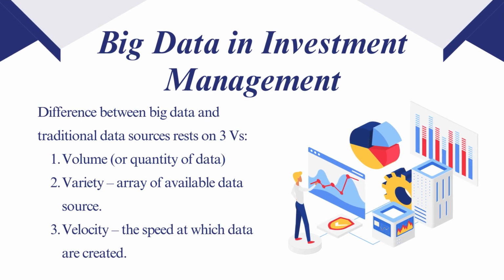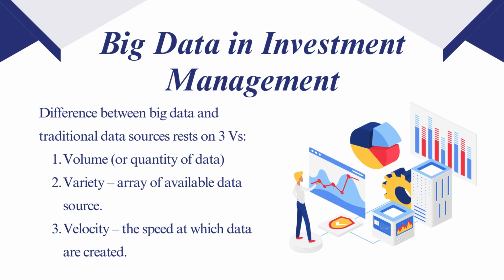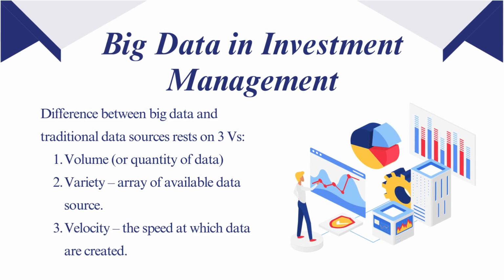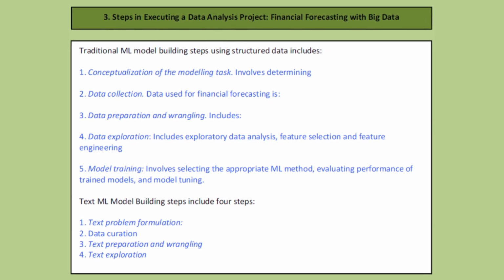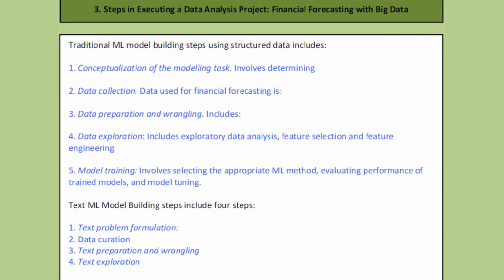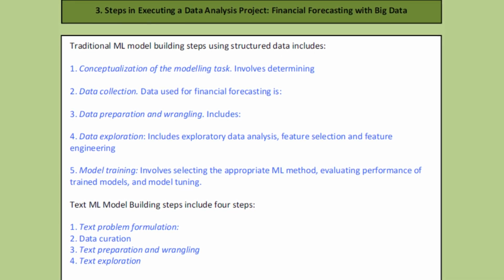The difference between big data and traditional data sources rests on the 3 V's. 1. Volume, or quantity of data. 2. Variety, the array of available data sources. 3. Velocity, the speed at which data are created. Steps in executing a data analysis project: financial forecasting with big data.